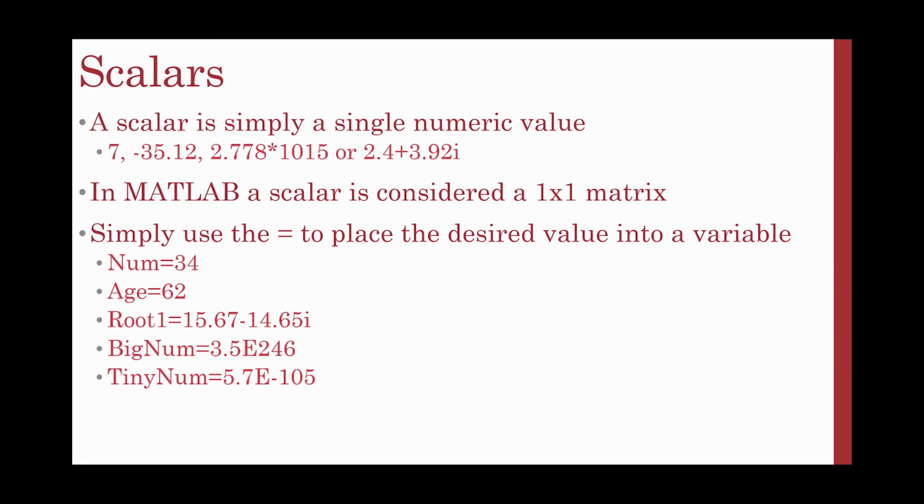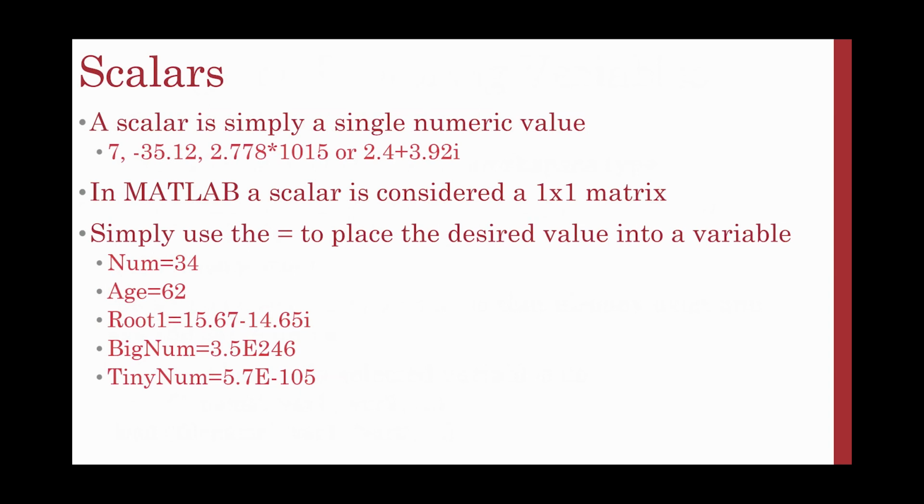All of these are just numbers, even if they are complex. In MATLAB, a scalar is actually considered a 1-by-1 matrix because, again, MATLAB works exclusively with matrices. So you want to simply use the assignment operator, the equal sign, to place your desired value into a variable. So if I wanted to create a variable named num and I want it to be 34, I type num equals 34. That's going to store the value of 34 into my variable num.